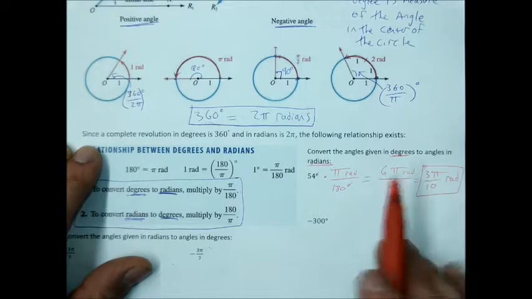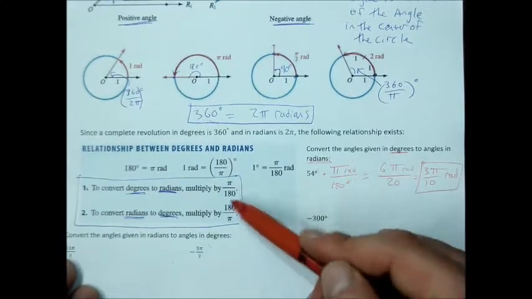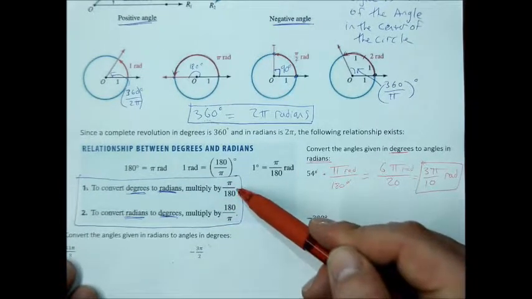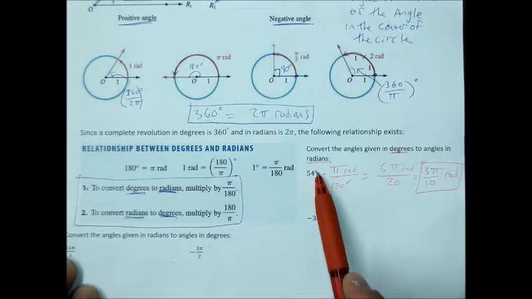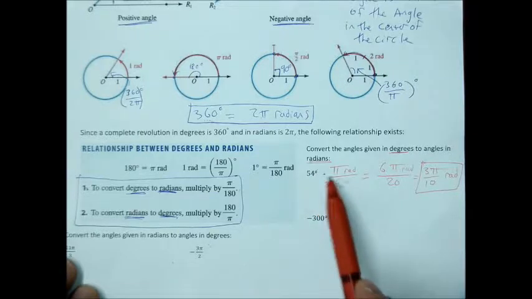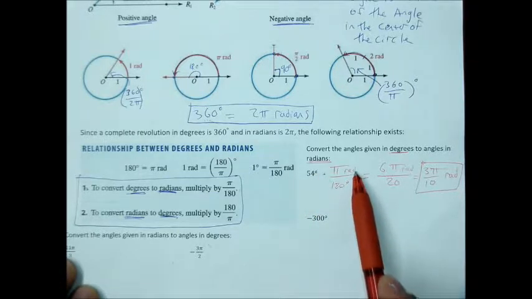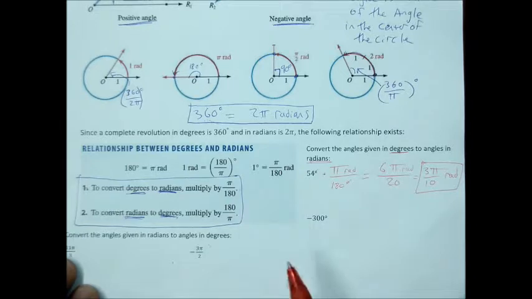But again, notice how they're inverses of each other, right? Which formula do you use? Pi over 180 or 180 over pi? The way to remember that is if you have a degree and you want to end up with a radian, you want to end up canceling those two things out and giving it a radian. And that's exactly what we did here.